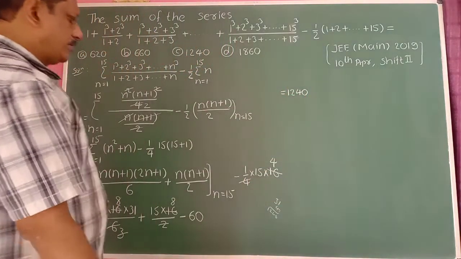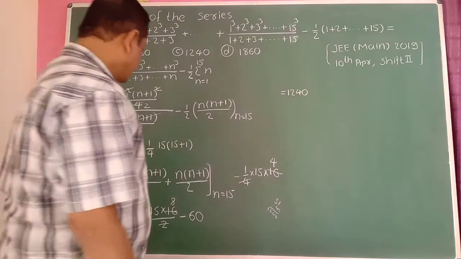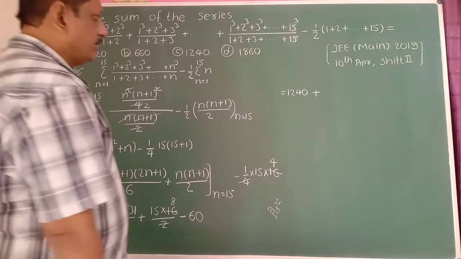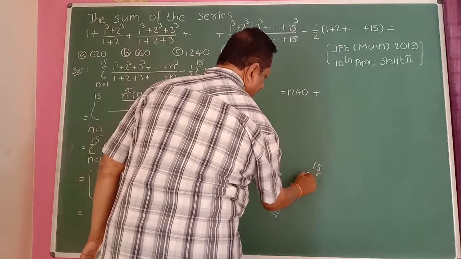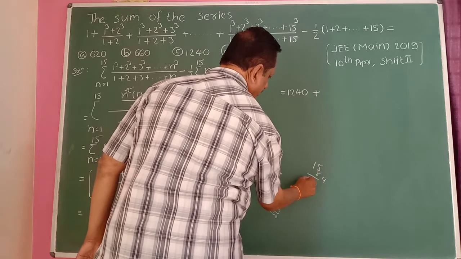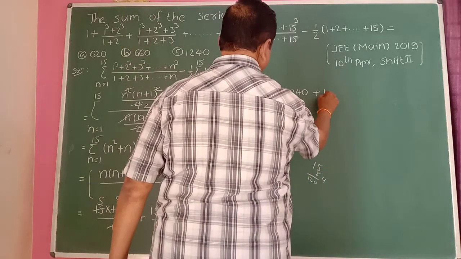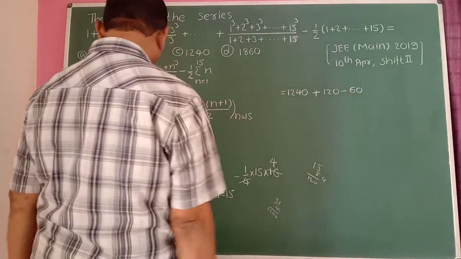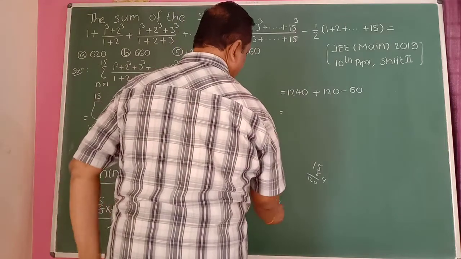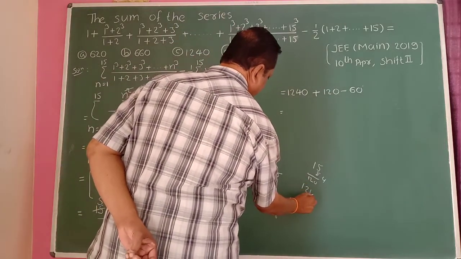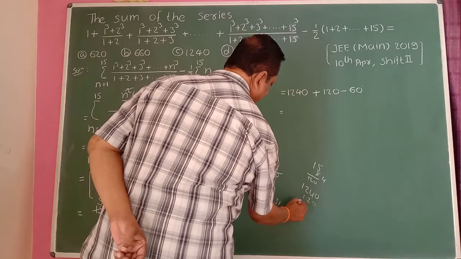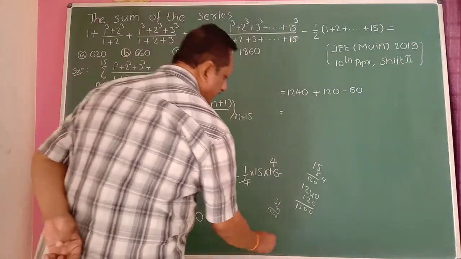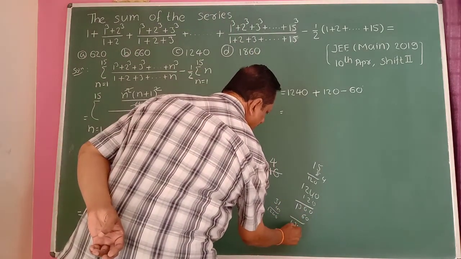1240. Okay. Then plus 15 into 8, 15 into 8 is 120. So here 120 minus 60. Therefore this is equal to 1240 plus 120, so 6, then 3 and 1, then minus 60, 1300.